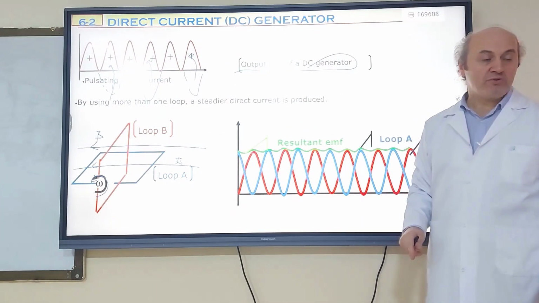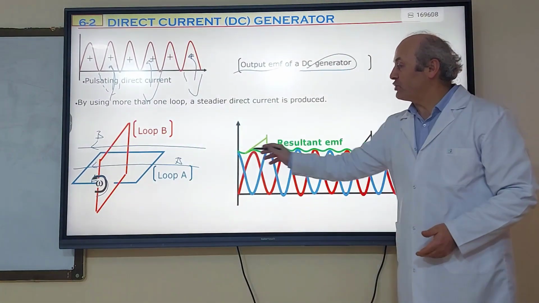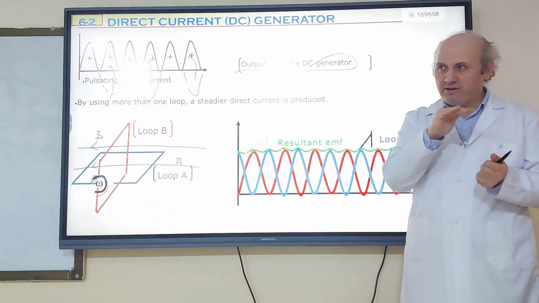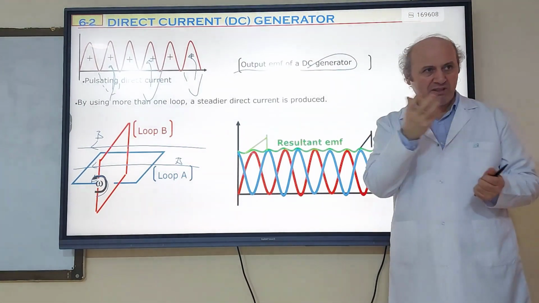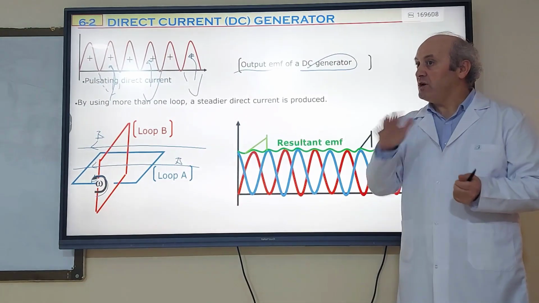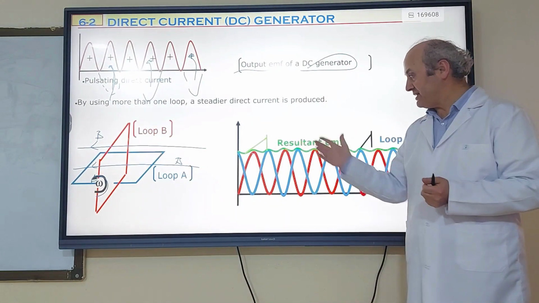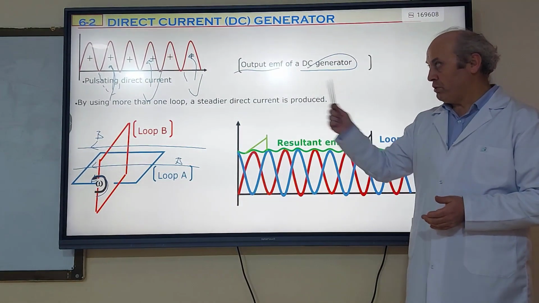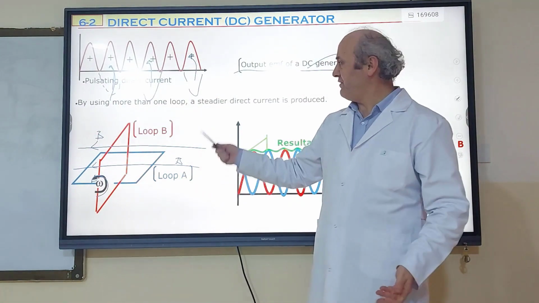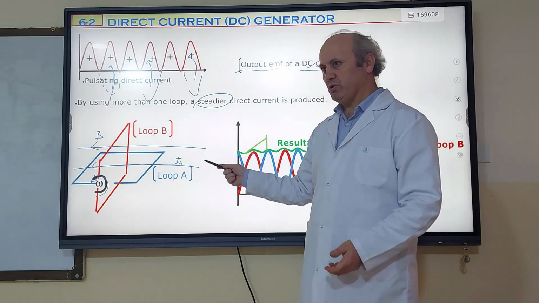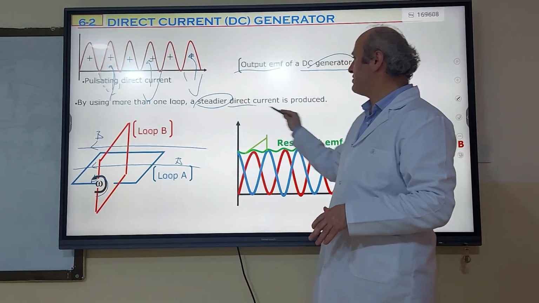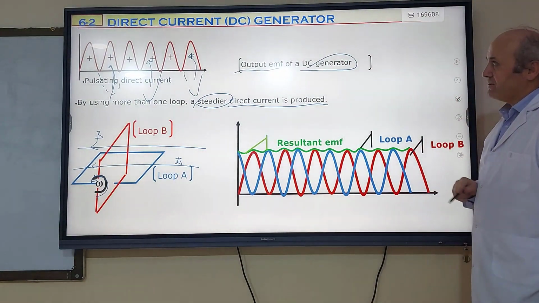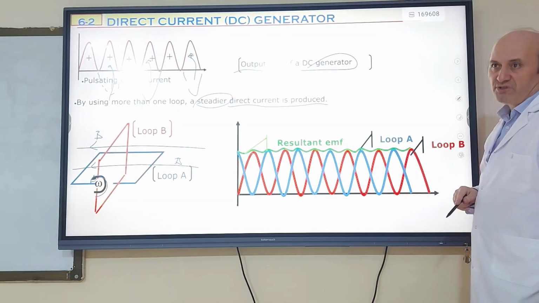If you use more loops, 2 or 3 or 4 and 5, it's going to be much better. Then it's going to be almost a straight line, like a not perfect battery direct current. We should use some other devices to make it a perfect battery-like direct current, but this is better than blue, better than red. So by using more than one loop, 2, 3, 4, 5, a steadier direct current, close to DC, can be produced. So this is all about the direct current, DC generators.